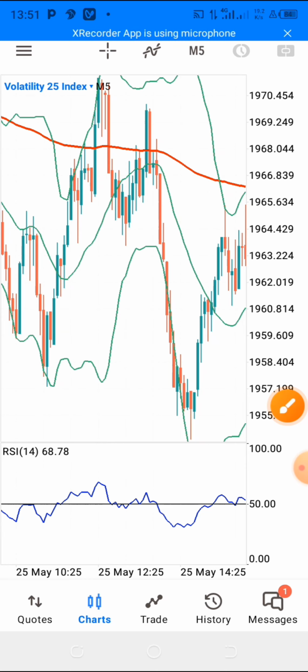But in my next video, I'm going to be showing you a secret of how you can actually use this strategy for swing trading. So basically, this is how this strategy works.